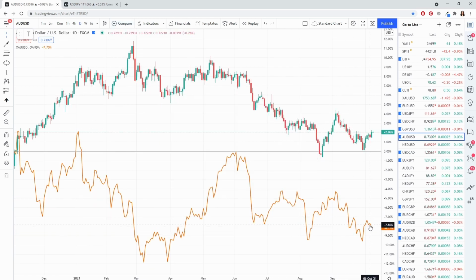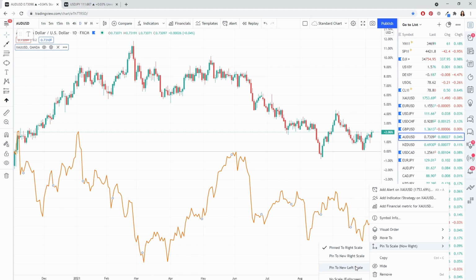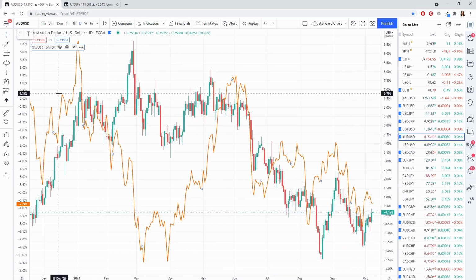Typically when we do these correlation charts, we have to pin the item to the other axis. So this is a daily chart. The orange line is gold and the candlesticks are the Australian dollar. And you can see there's a very close relationship between these two instruments. And if you look very, very closely, the move in gold often precedes the move in the Australian dollar.